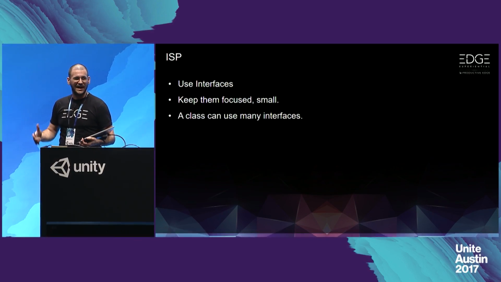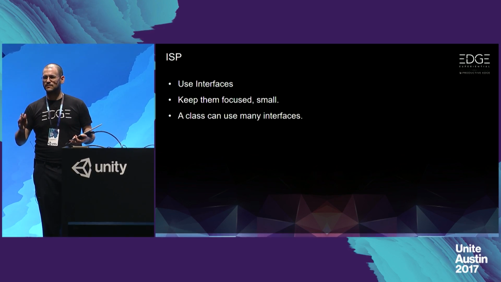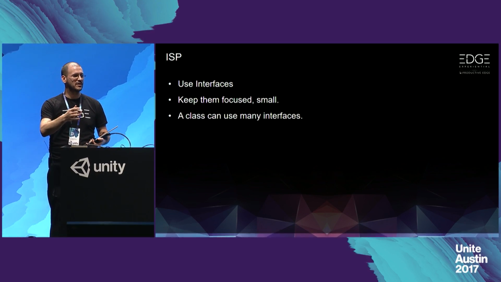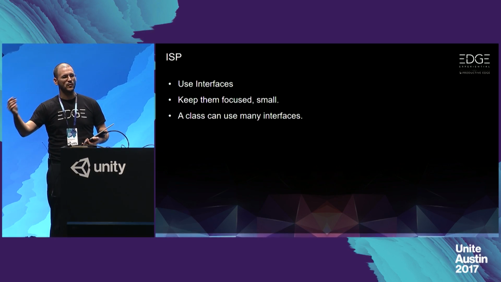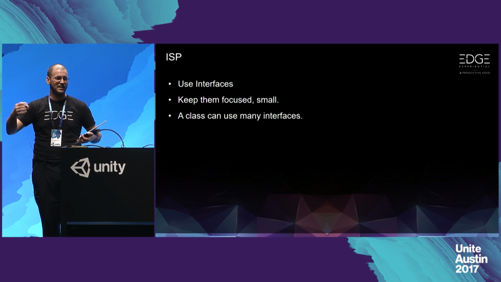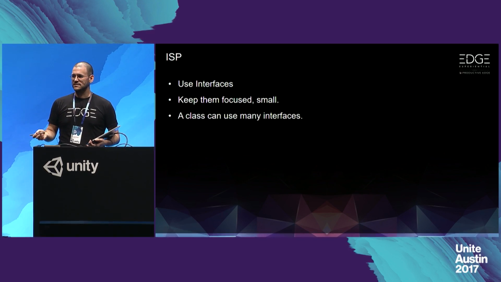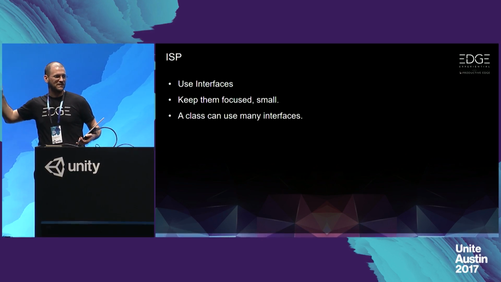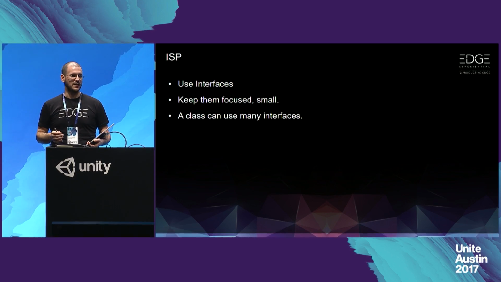All right, so ISP. Use interfaces. Keep everything small and focused. So even if you are putting in an abstract class, put an interface in front of that and try to use the interfaces more than you do the abstract classes. And a class can have a lot of interfaces. But just the principle of keeping it simple, keeping it small, really helps save your code from a lot of bugs.